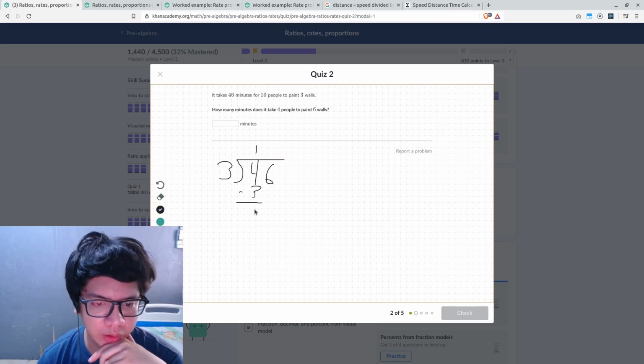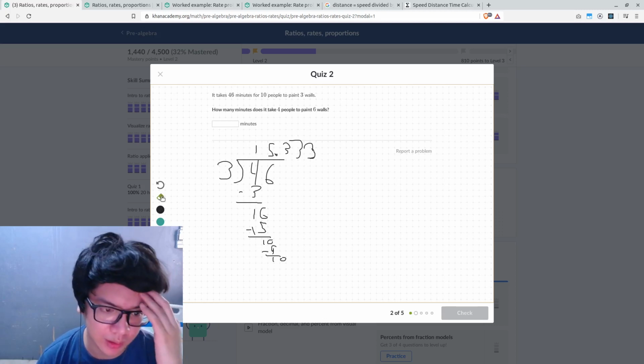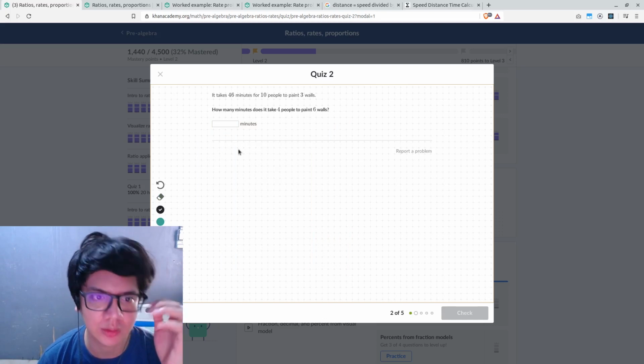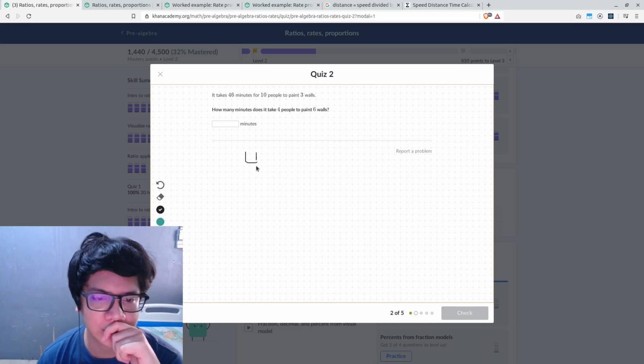1, 3, 1, 16, 5, 15, 1, 10. Point 3, 9. Okay, same thing's gonna happen. It's correct. 15.3333. Oh my god, decimal bullshit. I'm gonna make a mistake here. Now if we divide 46 by 10, we have 4.6 minutes per wall.